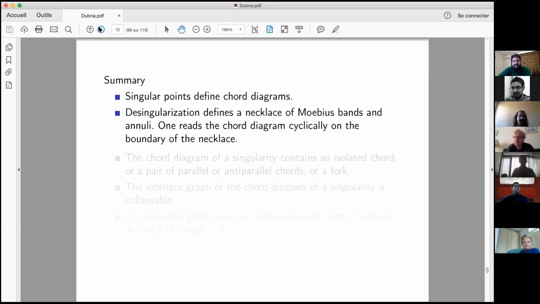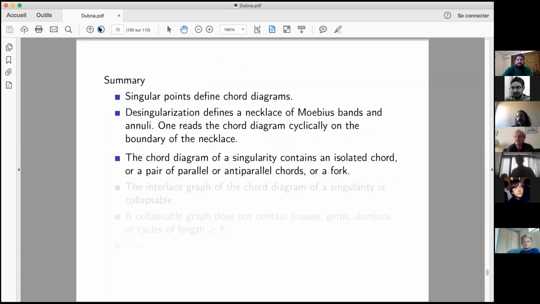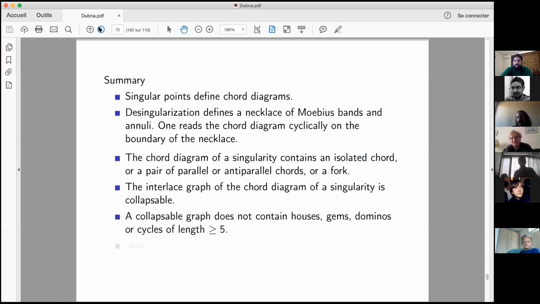A singular point defines a chord diagram. Desingularization, going to polar coordinates, defines a necklace of Möbius bands. The chord diagram contains an isolated chord, a pair of parallel or anti-parallel chords, or a fork. This defines an interlaced graph, and this interlaced graph is collapsible, but the collapsible graphs do not contain houses, gems, dominoes, etc. If you put that together, you get finally the final theorem I wanted to get.